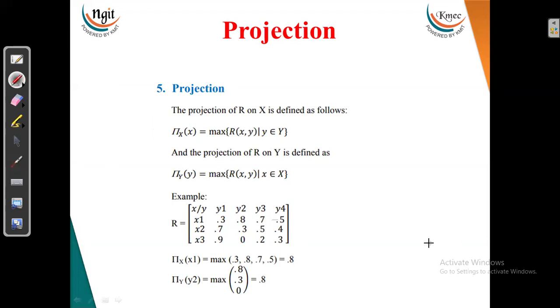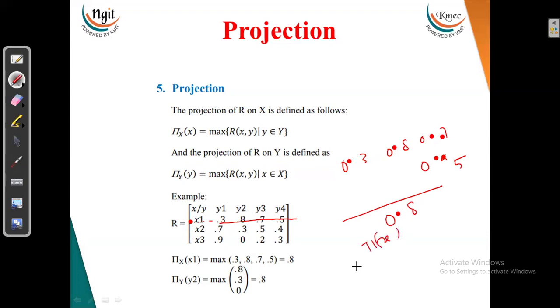So what is projection here? Suppose I take x, the x part. The values were 0.3, 0.8, 0.7, 0.5. So what is the maximum? It is 0.8. Got it? This is the projection of x.